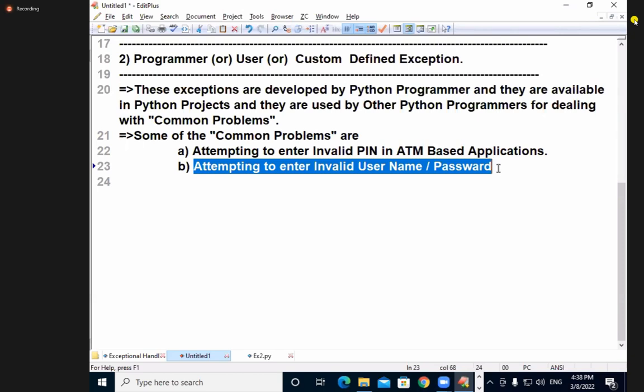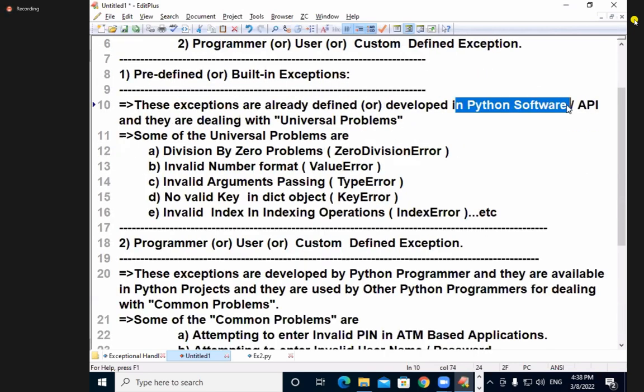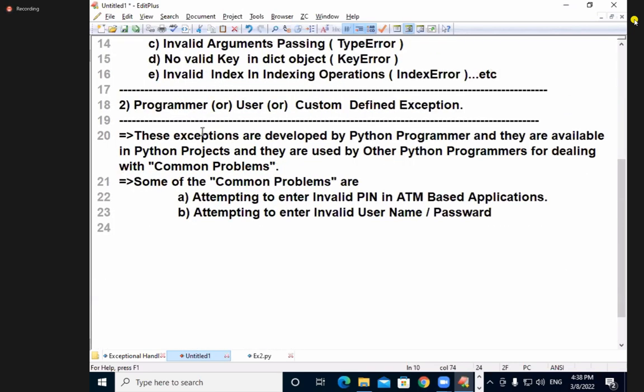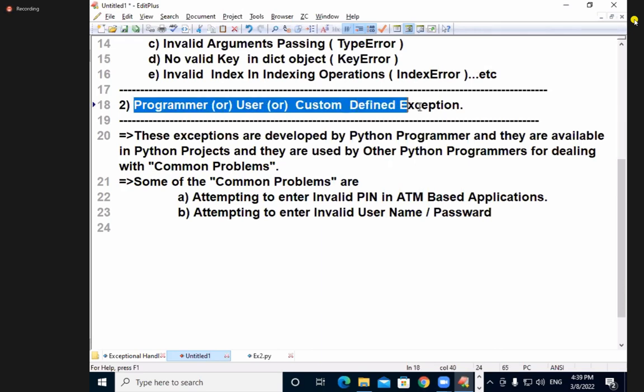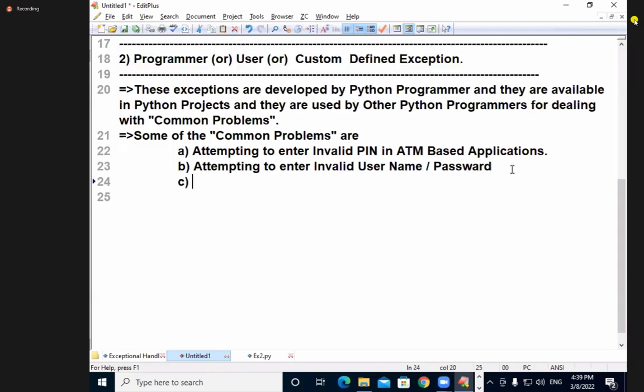Exception means what to create? Object. Object creation requires what? Exception class. Exception class is not present in which software? Definitely I need to develop the class myself, which is going to be called as what? Programmer defined exception we can call. Next, one more I am trying to write.